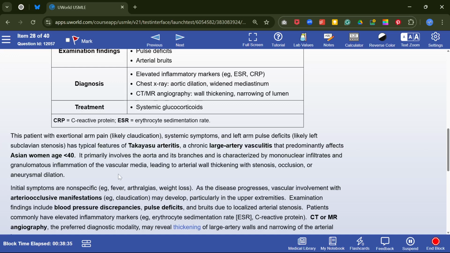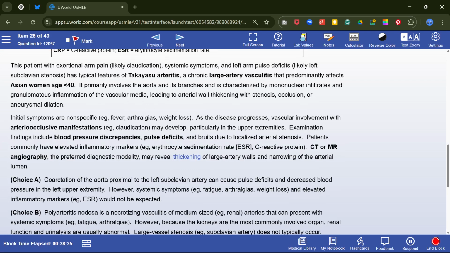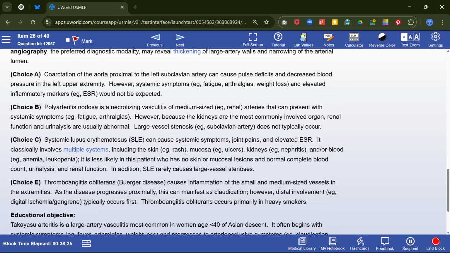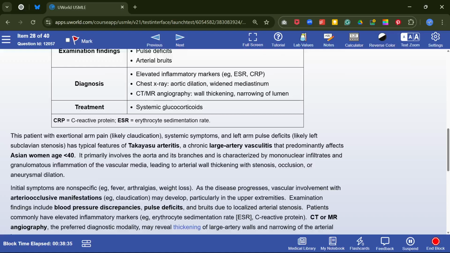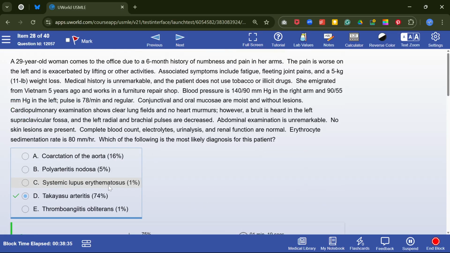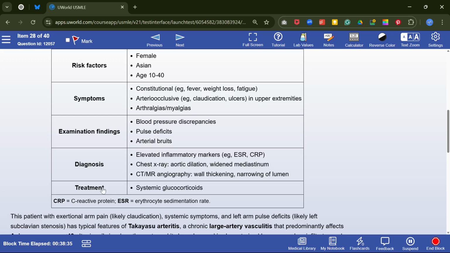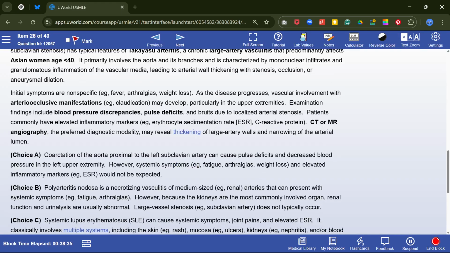Maybe Takayasu. Blood pressure discrepancy happens in Takayasu, and the pulmonary circulation is spared, so no pulmonary symptoms. In polyarteritis nodosa, there are also no pulmonary symptoms, and it is associated with hepatitis B.